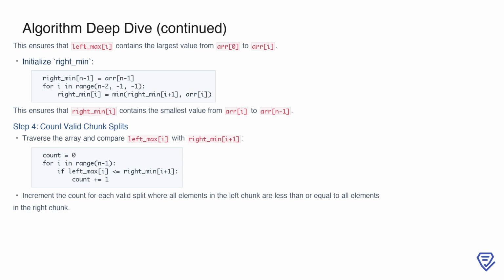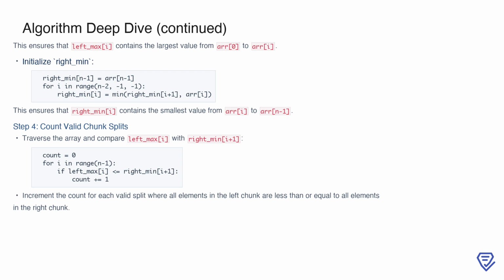Similarly, we initialize the right_min array with the last element of the input array. Then, as we iterate backwards through the array, each index in right_min is updated to hold the smallest value seen from that index to the end. This ensures that right_min contains a running record of the minimums from the right side of the array.